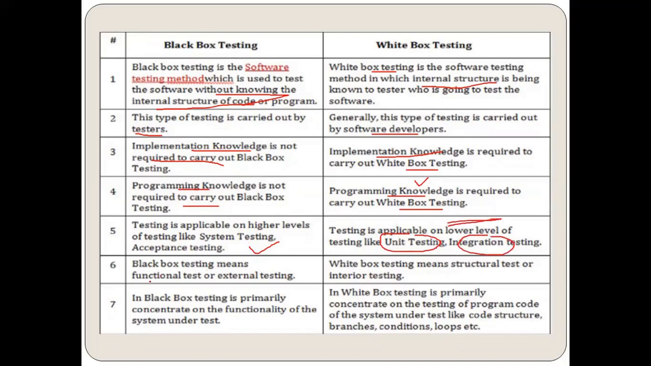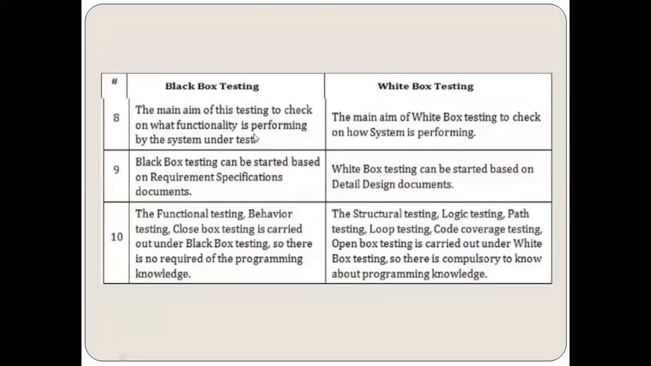Black box testing means functional testing or external testing. White box is called structural or interior testing. Black box testing is primarily concentrated on the functionality of the system, while white box testing is focusing on code structure, branches, conditions, and loops. What is the main aim of black box testing? To check the functionality of the system, whether it is performing properly or not. And for white box testing, we are going to check how the system is performing.